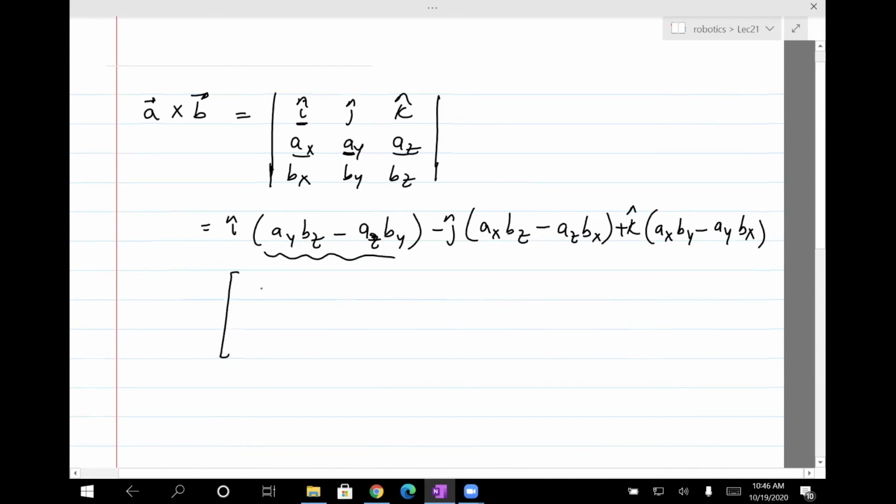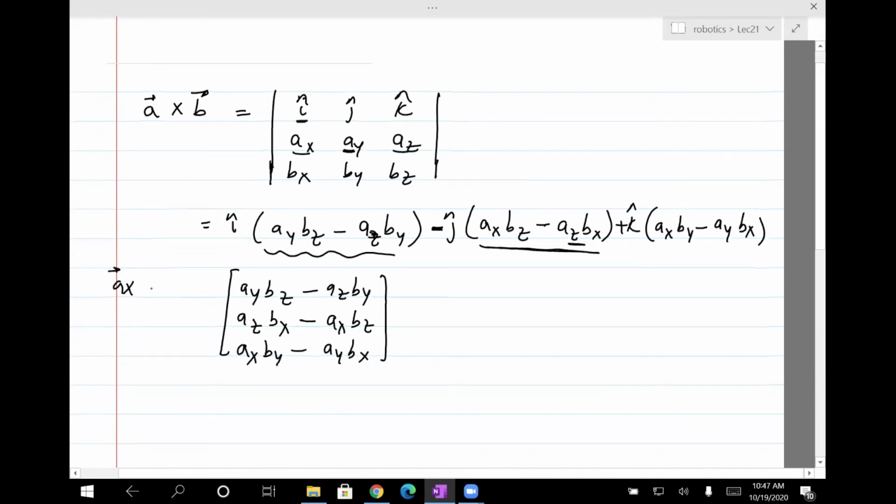Okay, and so another way of writing the same thing down is, this is the I component. That's going to be the first element, AY BZ minus AZ BY. This is the second component, but remember there's a minus sign. So what I'm going to do is move the minus sign inside, and so the second term is positive: AZ BX minus AX BZ. And then finally we have AX BY minus AY BX. So this is what A cross B is, because after all, what we have here is the X component, the Y component, and the Z component, or the I, the J, and the K.